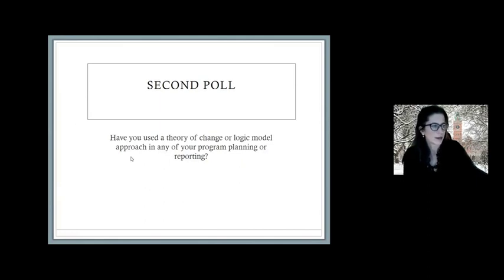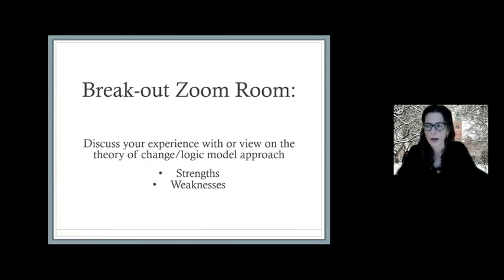So it looks like we've pretty much got everybody voting here. I see that roughly twice the number of people have used log frame already, which is great because that's going to inform the discussion in our second breakout room. So we're going to do a super quick breakout room next. In this breakout room, I'm going to ask you to discuss your experience with or view of the theory of change or logic model approach. And I want to hear from you, through your spokesperson for your group, what are the strengths and weaknesses of the approach in your experience?